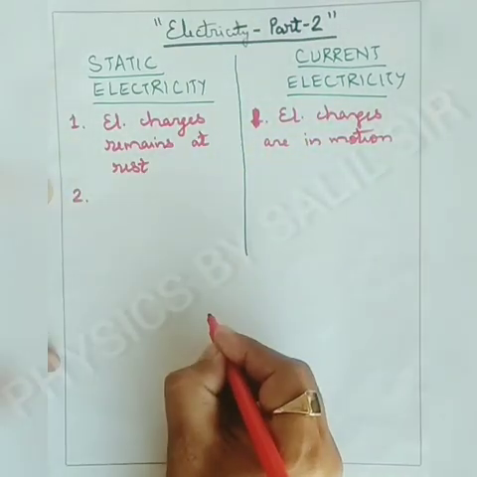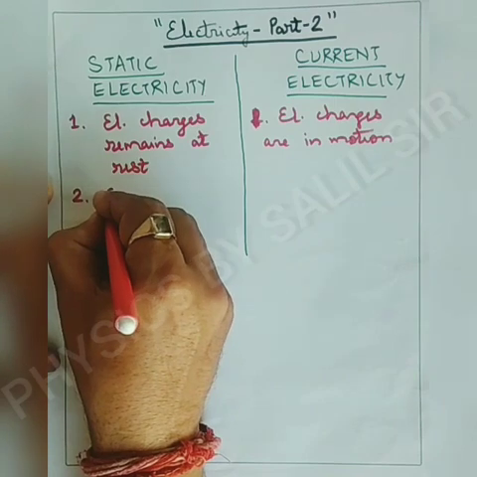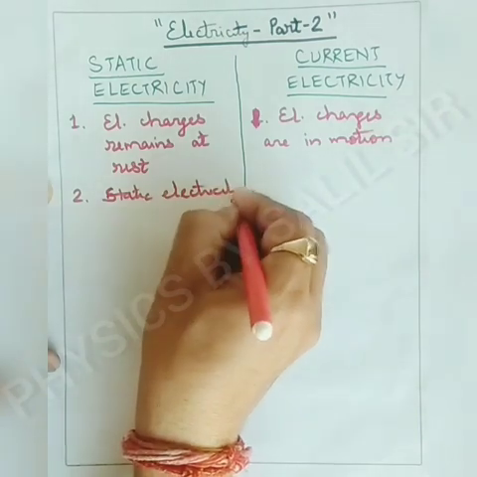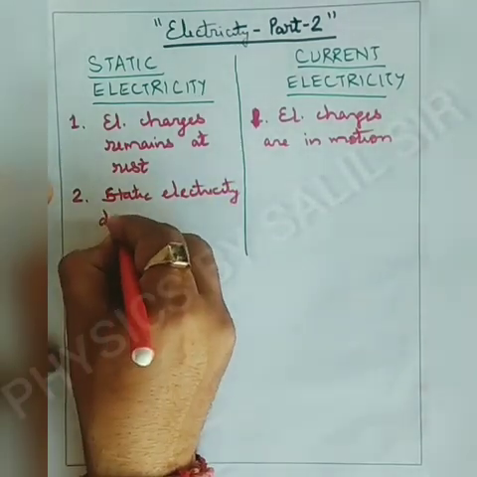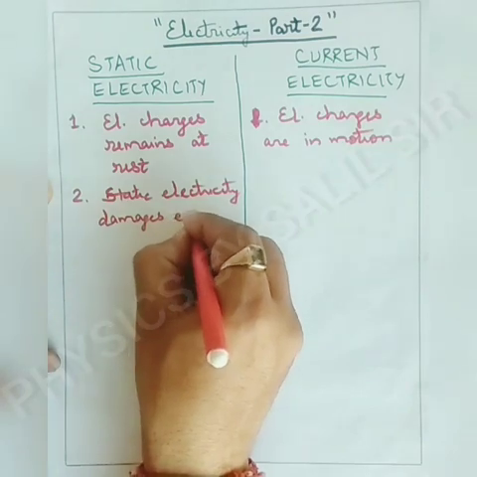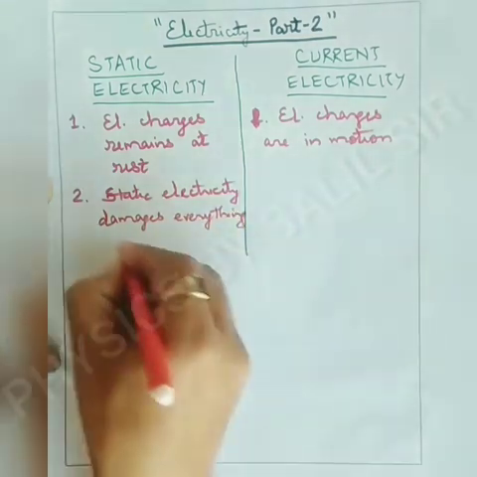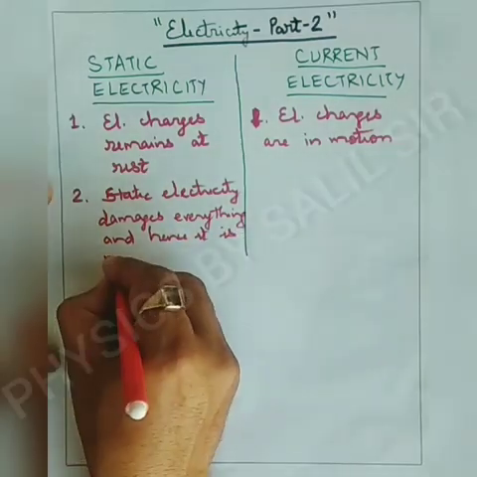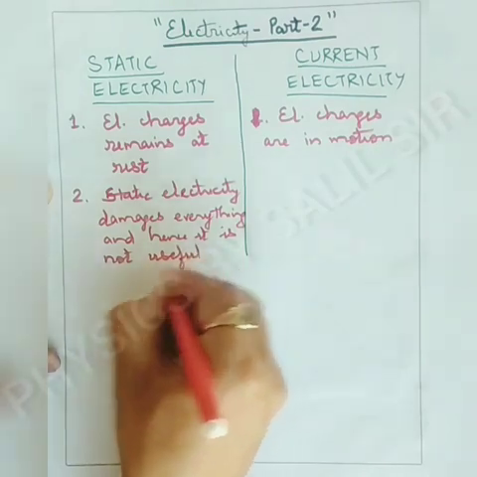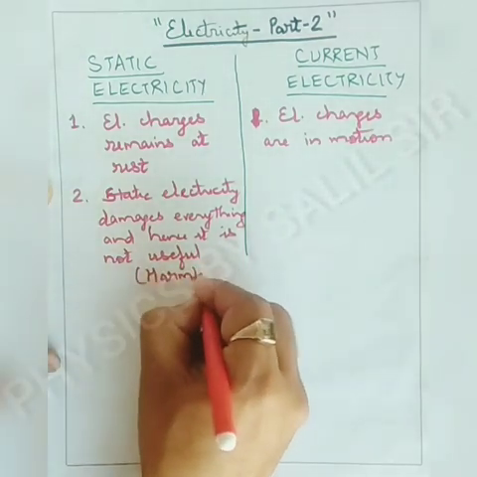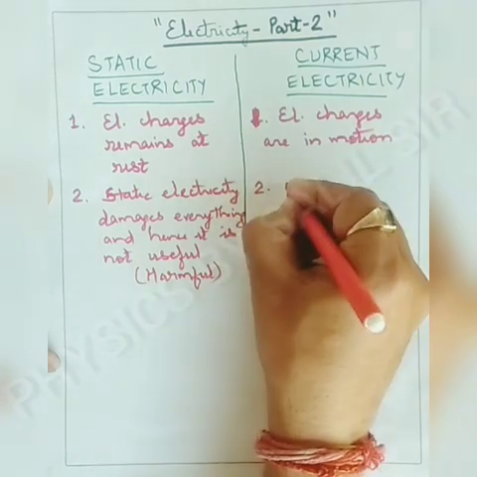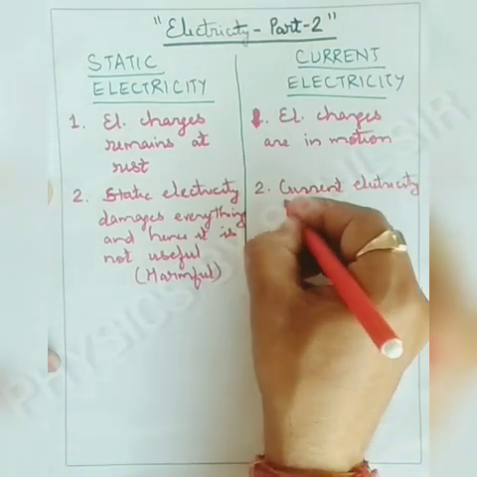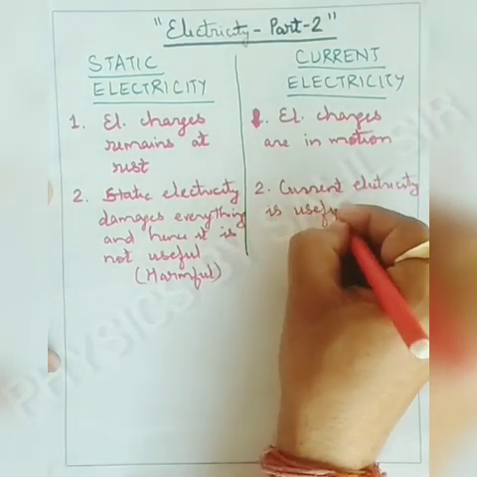The second difference is that static electricity damages everything, and hence it is not useful. Not useful means it is harmful. But current electricity is useful.